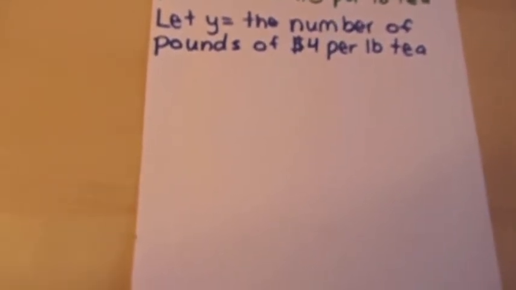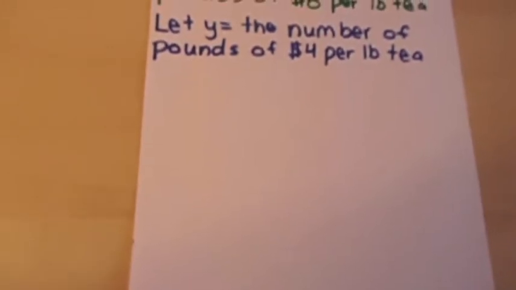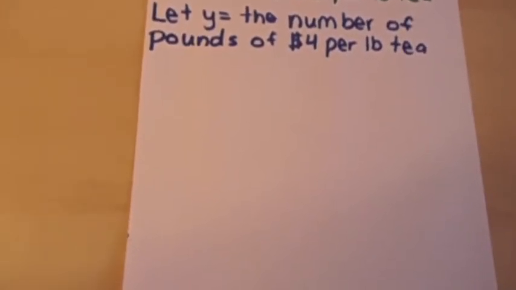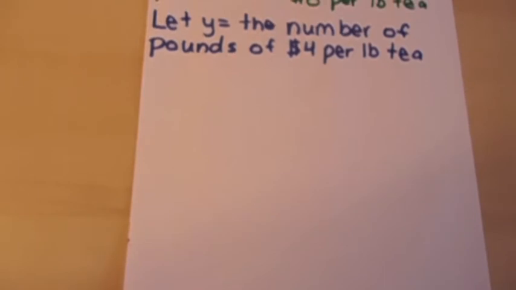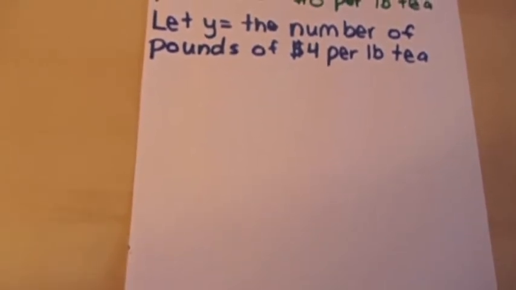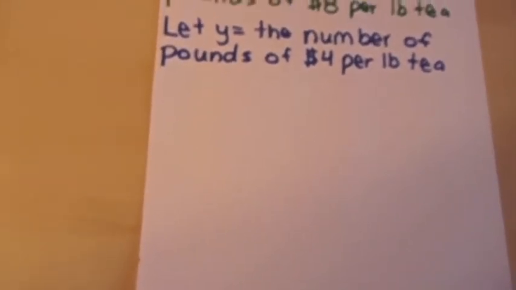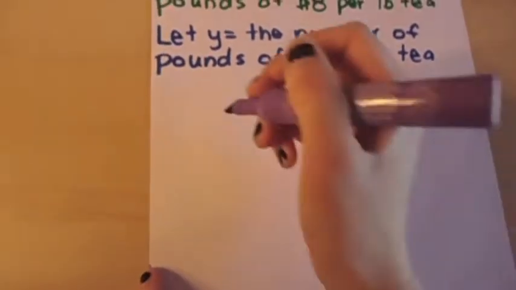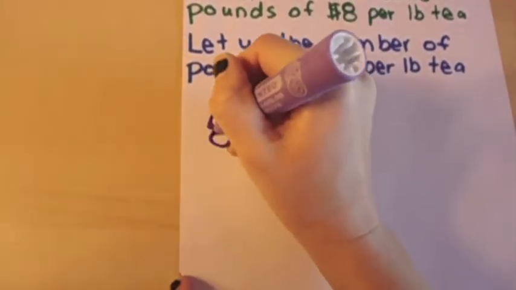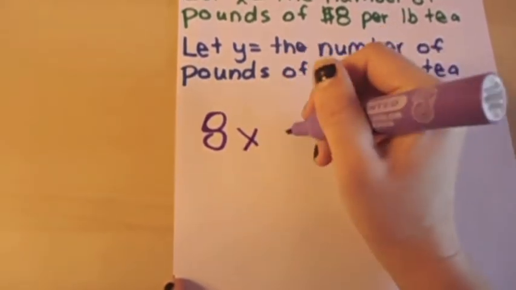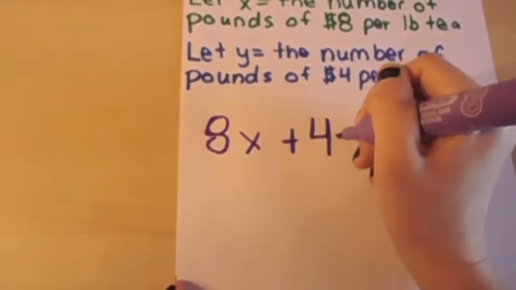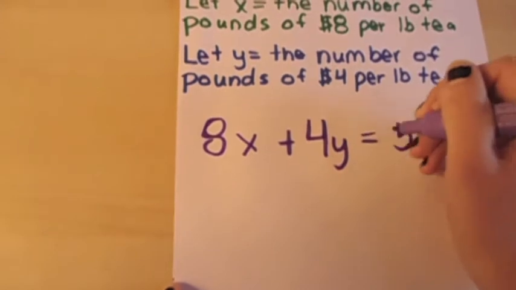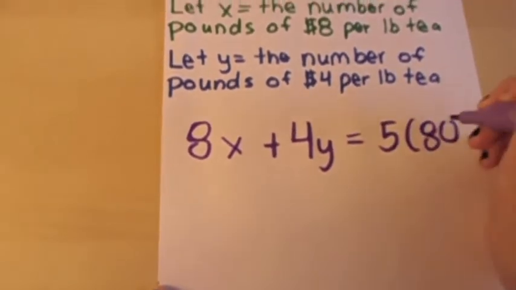Now, we know that we're going to mix X amounts of $8 per pound tea with Y amounts of $4 per pound tea. So when they're added together, we know that they will get a mixture that is 80 pounds and worth $5 per pound. So we're going to do this with 8x plus 4y equals 5 times 80.